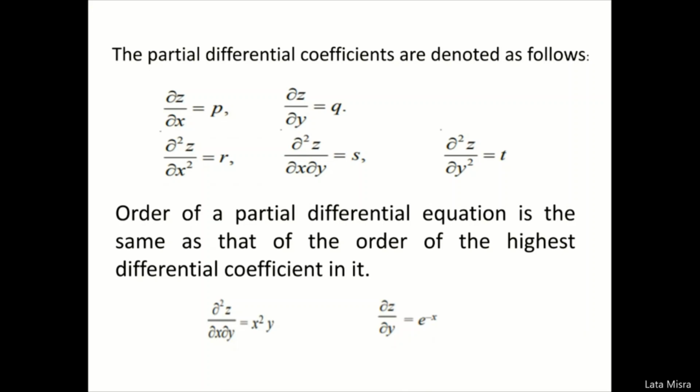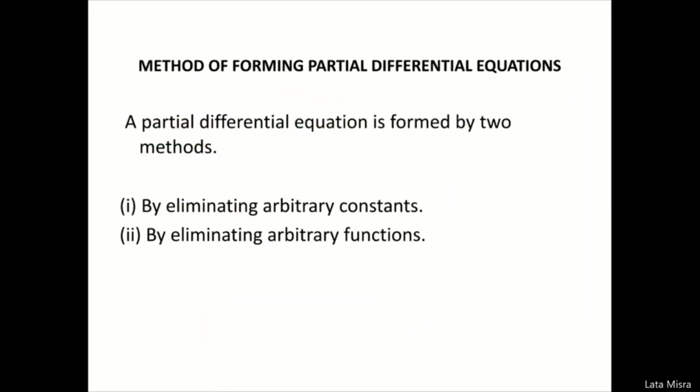The order of a partial differential equation is the same as the order of the highest differential coefficient present in it. So for example, del 2z upon del x del y equals x square y is a second order partial differential equation, and the other one, del z by del y equals e raised to minus x, is a first order partial differential equation.